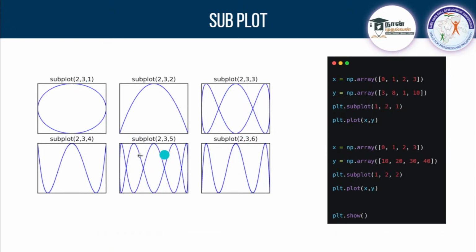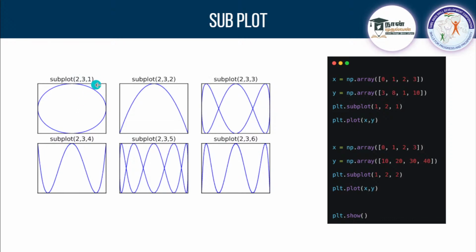See here, in all these 6 I have given 2, 3 in every place. Okay, only the last number changes. So what does this 2, 3 mean? 2 is the number of rows. Okay, it is split into 2 rows and 3 columns. So that's what the first 2, 3 represents.